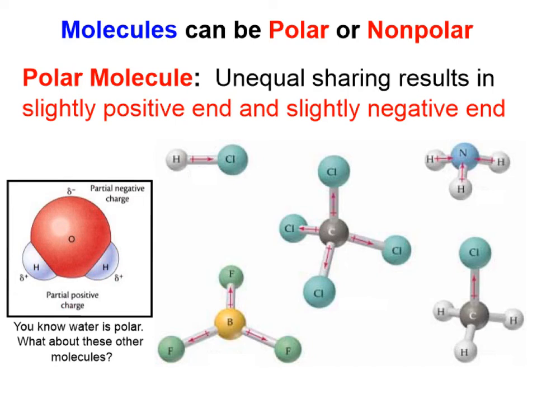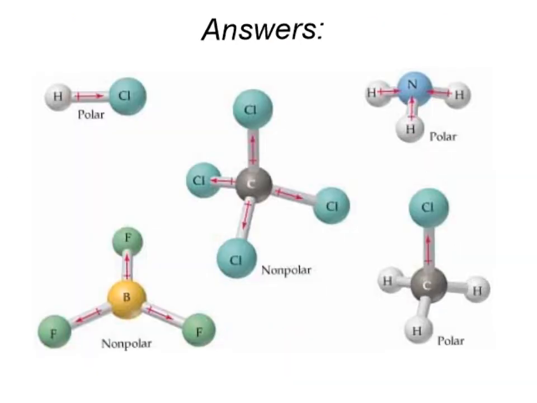What about these other molecules right here? Pause the video and see if you can tell if they are polar molecules or non-polar molecules. They all have polar bonds in them, but is the molecule polar or non-polar? Here are the answers. We have a polar molecule, obviously. Here, this is slightly negative, slightly positive. Here's a little way to describe the way the electrons are being pulled. They're being pulled in this direction so that this end ends up being slightly positive.